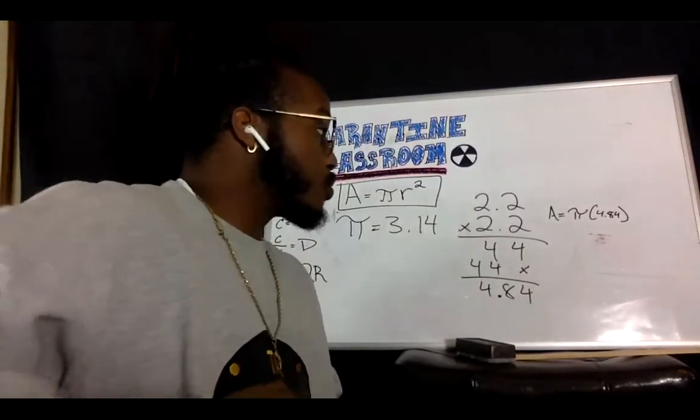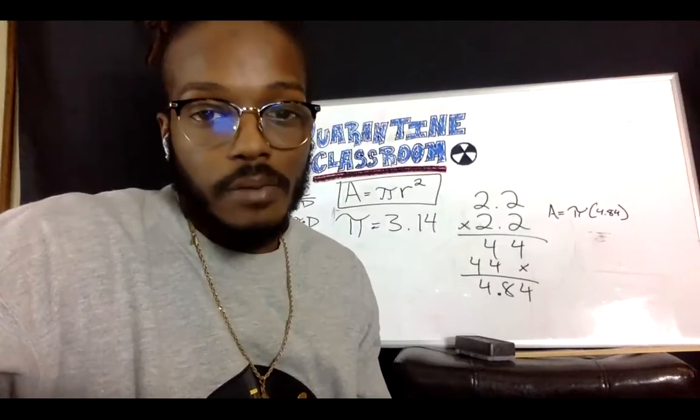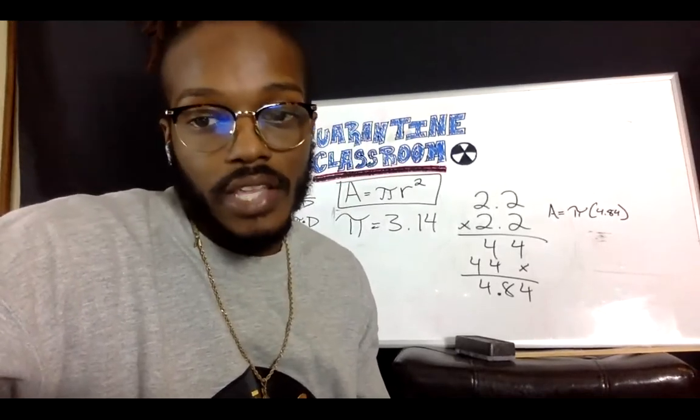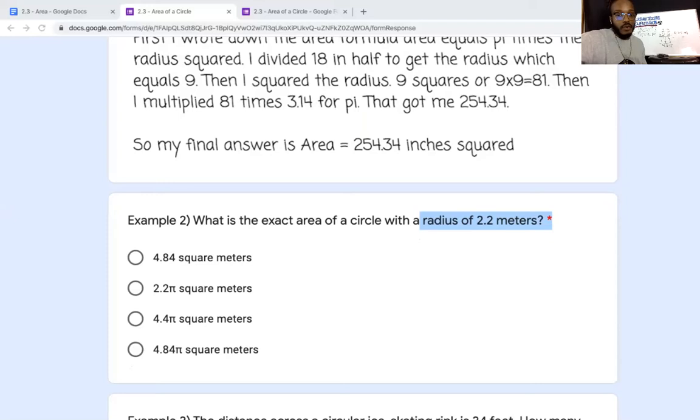Sometimes it's just going to ask you to leave it in terms of pi, and you don't have to multiply it by 3.14. Let's go back to the problem and just make sure that we see exactly what we should be doing. It wouldn't be 4.84 square meters. It wouldn't be 2.2 times pi. The reason why it wouldn't be 4.84 is because we didn't multiply it by pi, so it wouldn't just be 4.84 as an area. It wouldn't be 2.2 times pi because we didn't square the radius like we were supposed to.